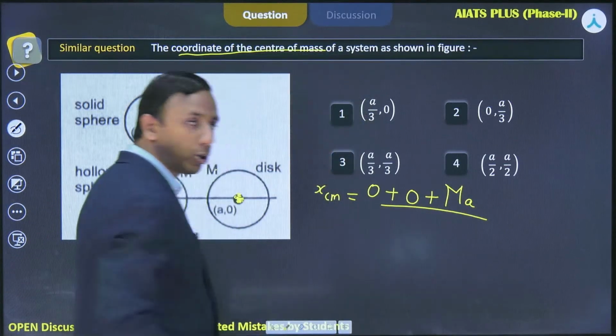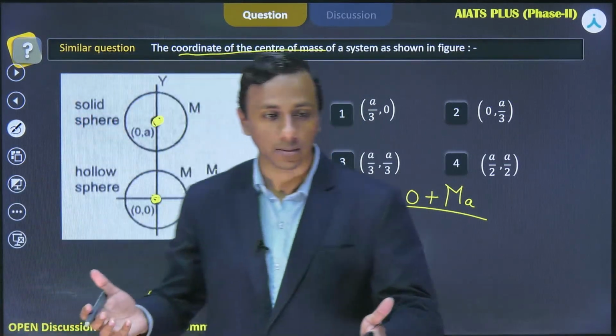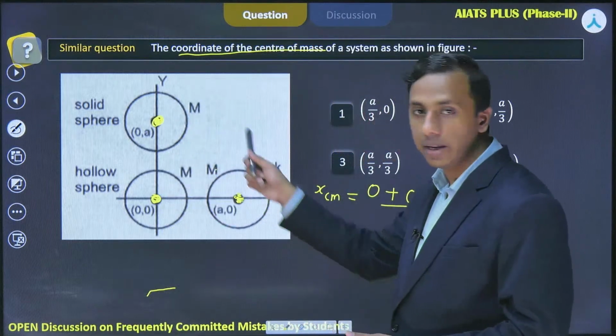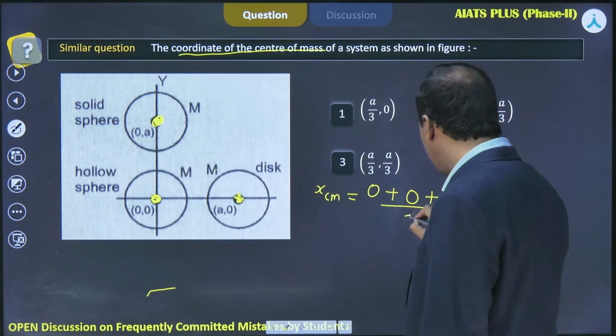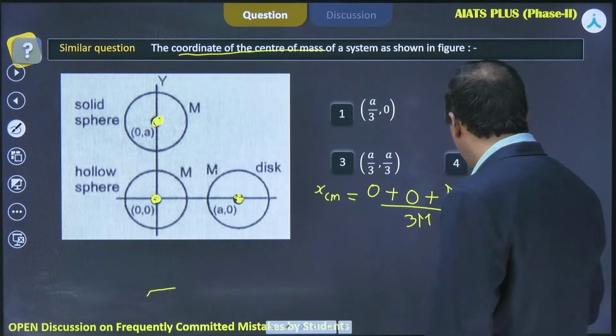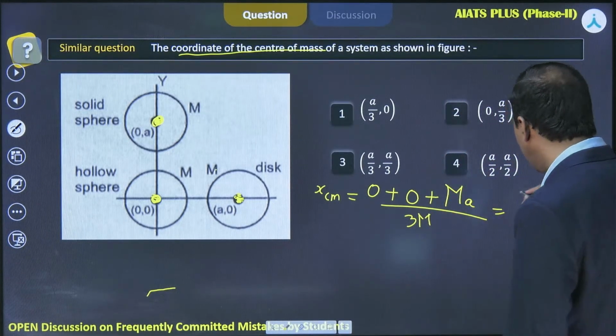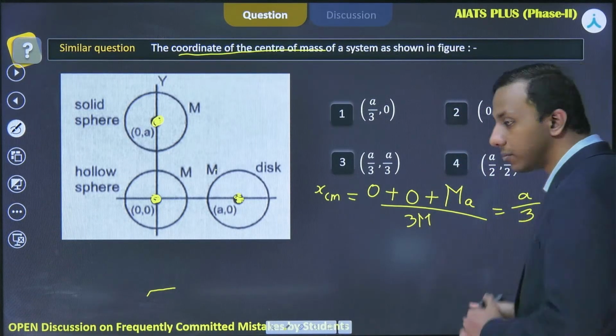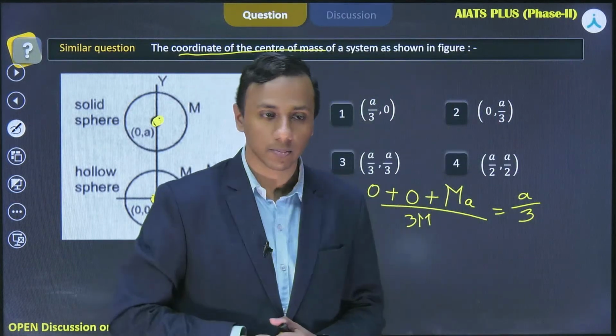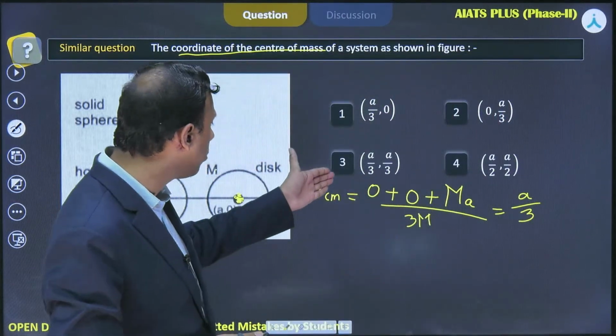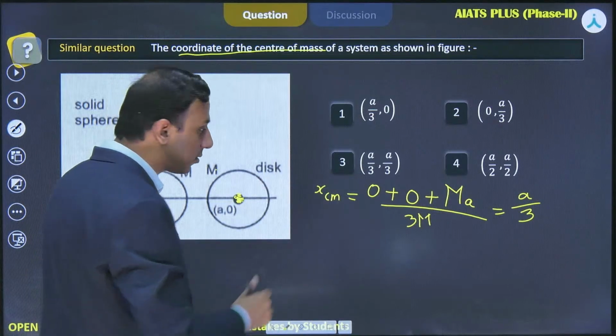Whole divided by total mass of the system. So what is the total mass? m1, m2, m3. m plus m plus m, 3m. Right? 3m. So how much are you getting as the answer? m and m cancel. You are getting a by 3. And similarly, you can solve for YCM also.